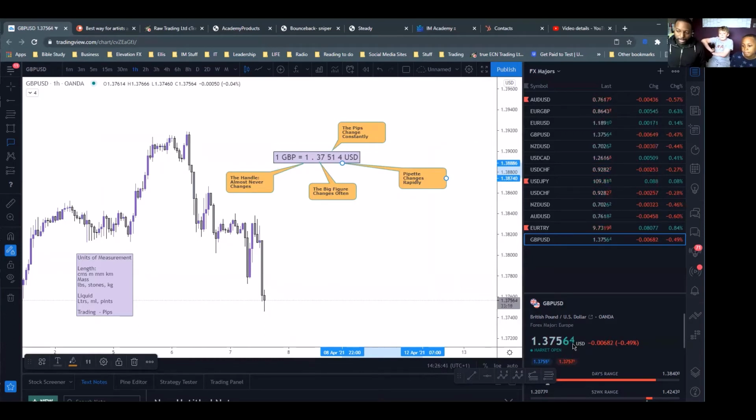You see that? Okay, that pipette is 1/10 of a pip. It's so small. 1/10 of even a pip is really a small part of the whole price, right? But that pipette we don't even pay much attention to as traders. What we really pay attention to are the last 2 digits here, which are the pips. All right, you getting it?